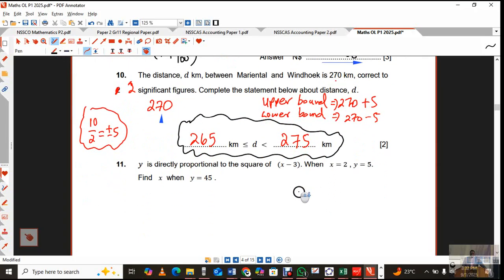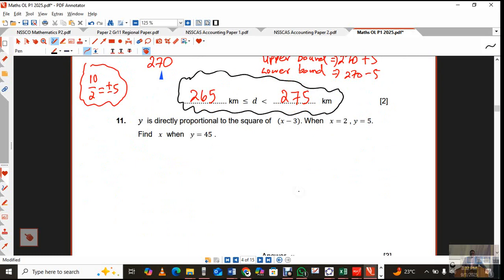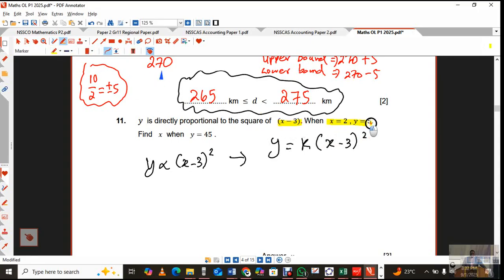Right. Question 11, they say y is directly proportional to the square of x minus 3. So this implies that I'm going to have the equation y equals k, some constant of variation, times x minus 3 all squared. The reason they give you these values here is that they want you to find the value of k, and then they will ask you either to find y or to find x. In this case, they want us to find x when y is something.